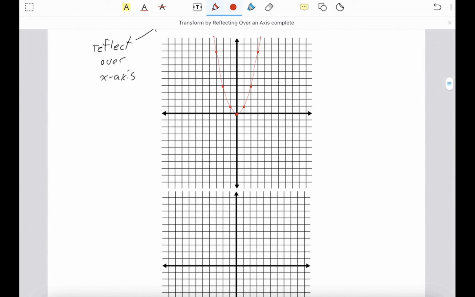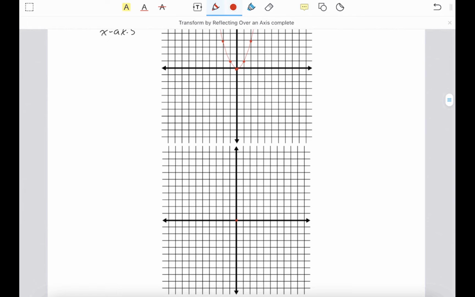0, 0 is the first one. We reflect it, and that does nothing for 0, 0. For 1, 1, this point here, we want to reflect it down to 1, -1. For this one, -1, 1, we reflect it down to -1, -1. And we do the same thing for the other ones. This is 2, 4. So we do instead 2, -4.